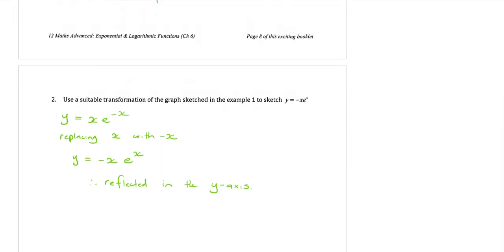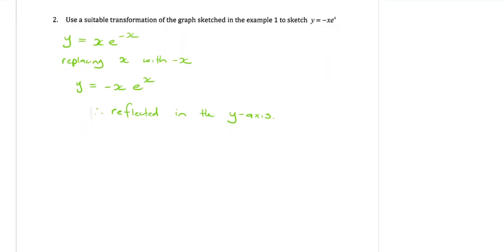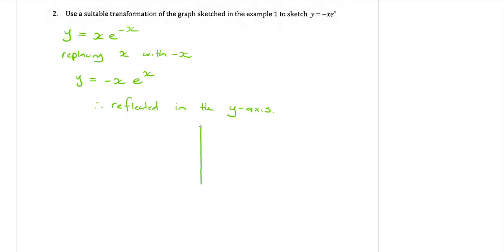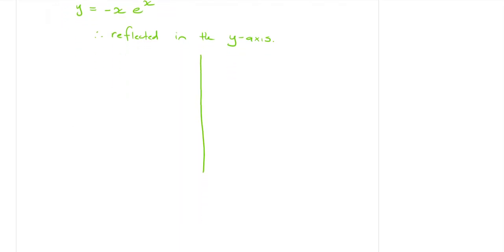Look back at our other one. Can I see both of them? Oh, it's too far up the top. Okay, my turning point. It's going to be over here on the negative side now, because my turning point was at 2, 2e to the negative 2. So it's going to be over here at negative 2, 2e to the negative 2. So that can be there.